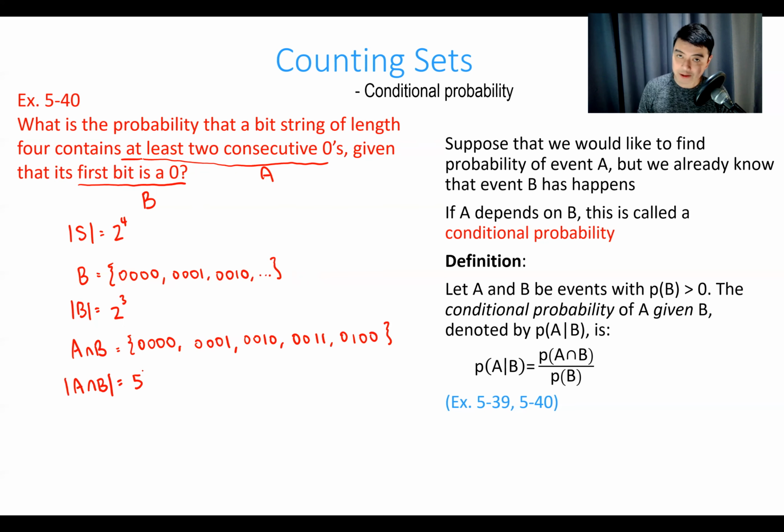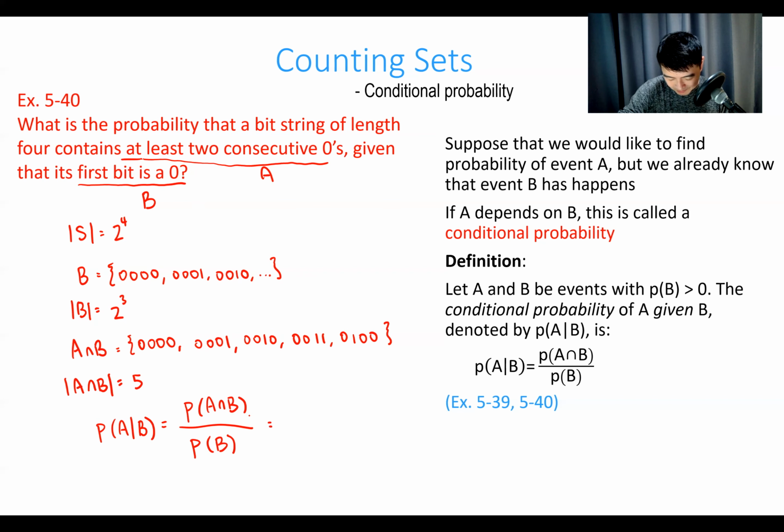Okay, so I've listed them out. We could actually use a counting strategy to solve this, but I think it's easier just to list everything out. And now we want to find out what the probability is of A given B. This is the probability of A and B happening over the probability of just B happening. Well, now we can just fill in everything.